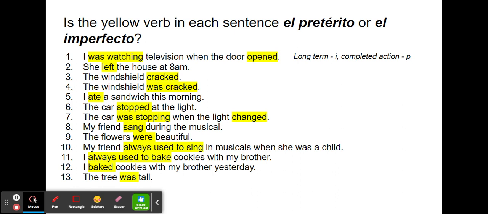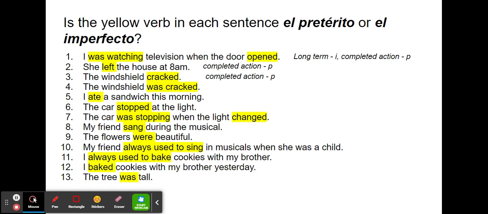Number two, she left the house at 8 a.m. She left the house at a specific moment. It was not a long-term action of leaving. It just happened, and it is over. So that is a completed action. Preterite. El pretérito. Number three, the windshield cracked. That is something that happened at a specific instant. The windshield cracked. So that is a completed action.